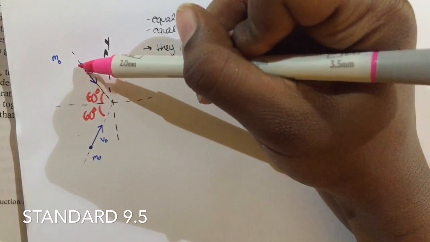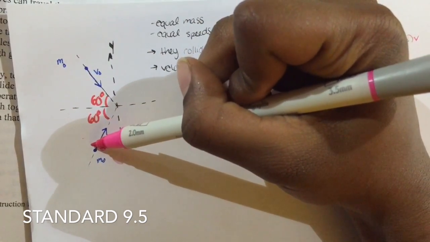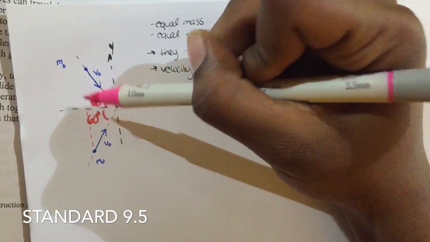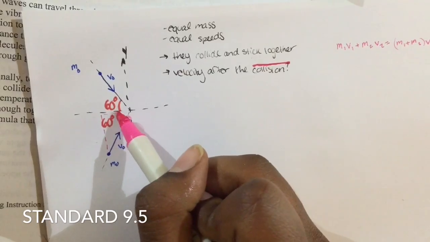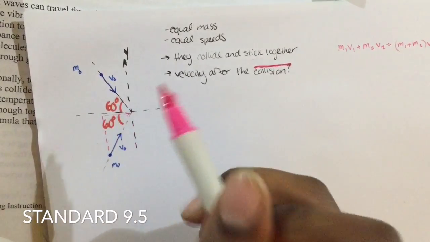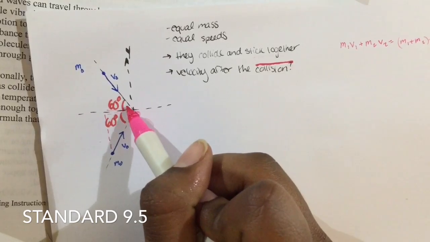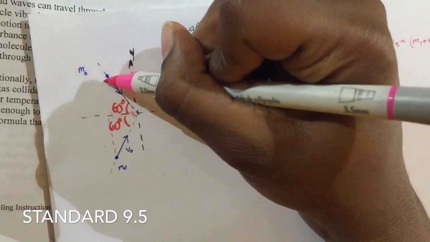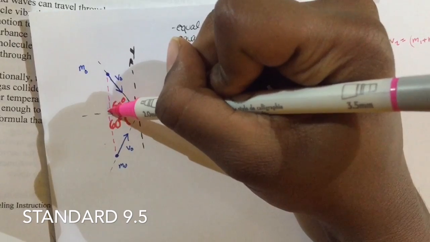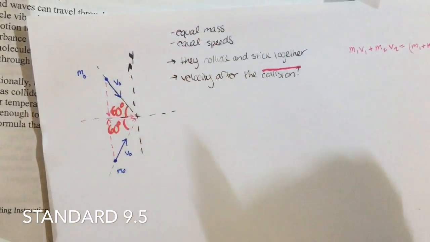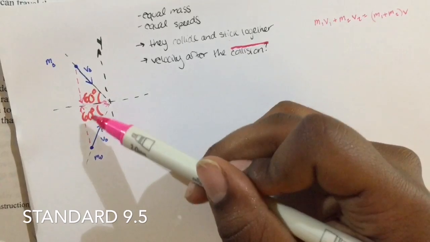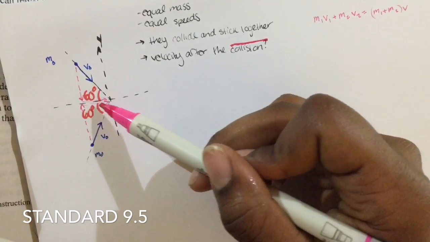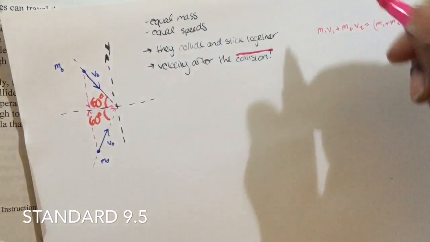they're both moving to the right, so they have the same x component, but their y components would be equal and opposite, so they end up canceling out. So over here, you'd have to find the cosine to get the x component for both of them.